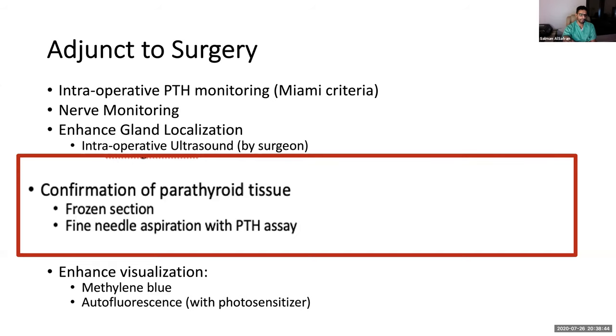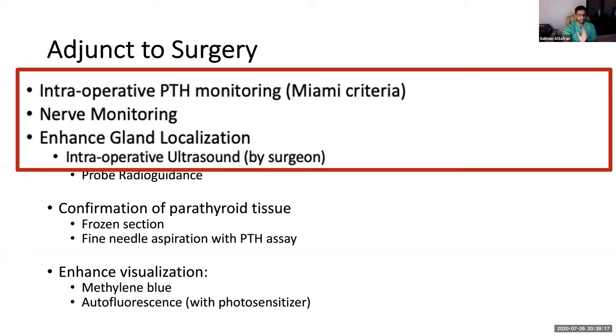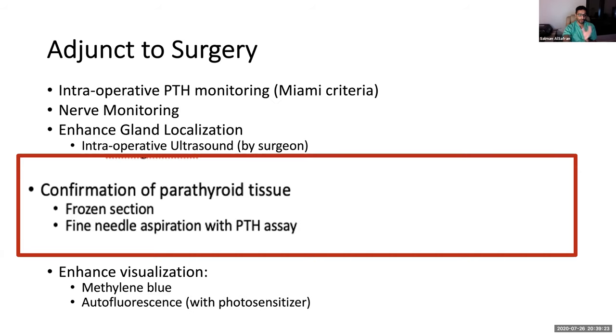There's other things, I'm not sure if it's available in Kuwait. We basically take the gland, aspirate some fluid, and send it for PTH assay, and it will give you a high value, which will confirm that the specimen is a parathyroid gland. There are other modalities; some people use methylene blue or autofluorescence. You can read about it, but for the sake of the exam, you should know intraoperative PTH monitoring, the Miami criteria, okay? And if you're confused and don't know what you're removing, always remember there's a frozen section, okay?